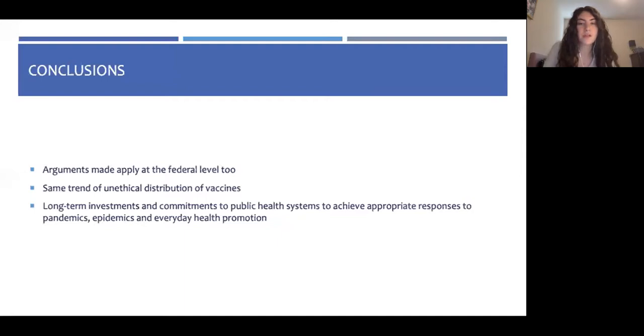It is important to note that I'm not calling out Oregon as having some sort of unique issue. The arguments that I presented here also apply at the federal level as well as to other states. So Oregon can really be thought of as a case study of broader trends that need to be addressed. Additionally, even though I stopped collecting data on a daily basis after September of 2020, I did notice the same trend of unethical distribution of vaccines, whereby the distribution and access to vaccines was not proportionate to need.